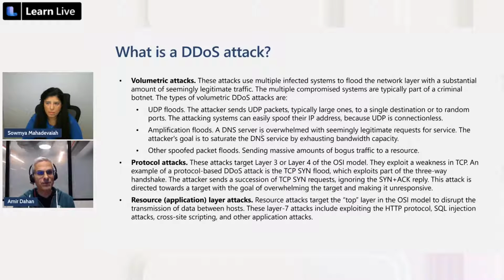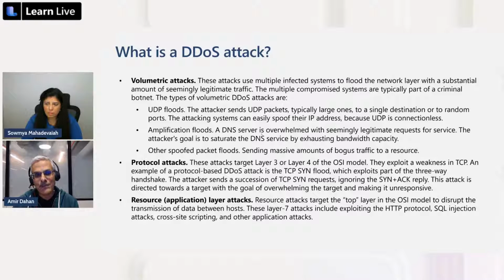The second group is protocol attacks. These attacks typically target layer 3 and layer 4 in the OSI model. The main idea here is to exploit weaknesses in layer 3 and layer 4 protocols, such as TCP. A good example would be the TCP SYN flood. This attack exploits part of the three-way handshake, or how TCP actually establishes a connection.